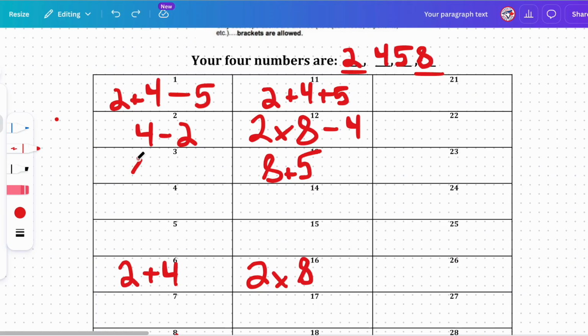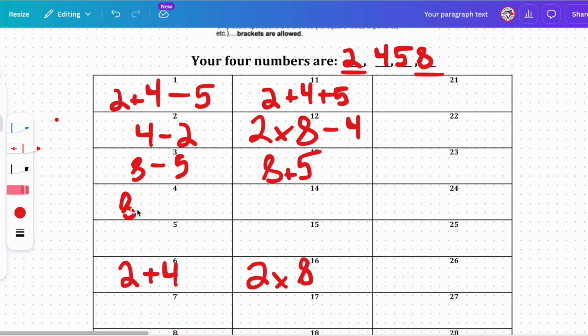So let's get some of the easier ones out of the way. 8 subtract 5 is 3. Let's use some division here. 8 divided by 2 is 4. One of the best things about this is there's a few ways to solve each of these.